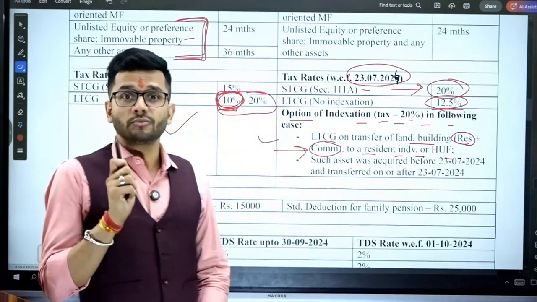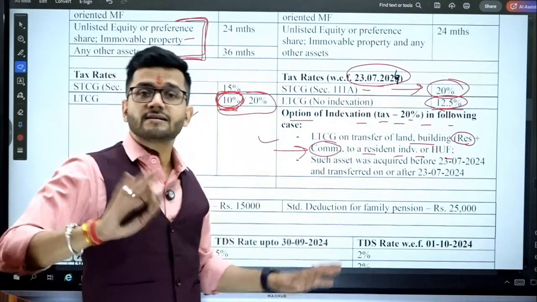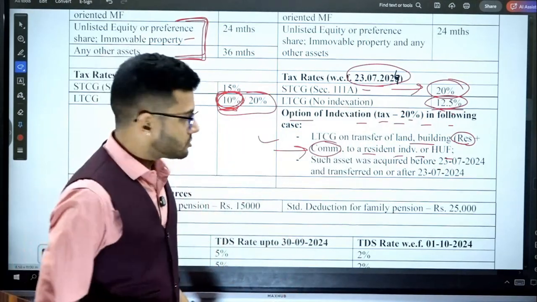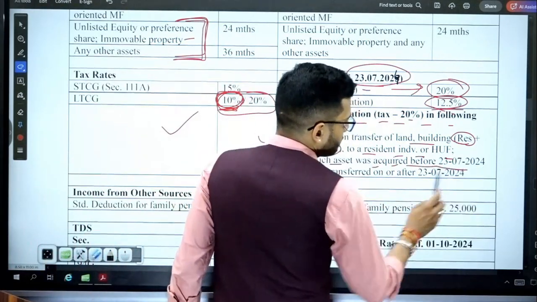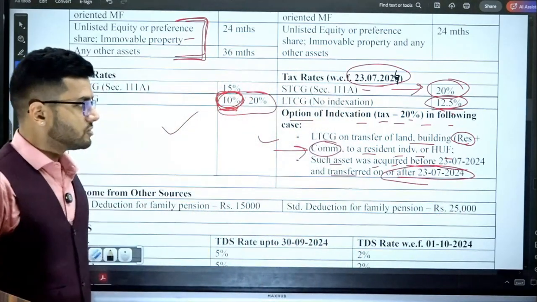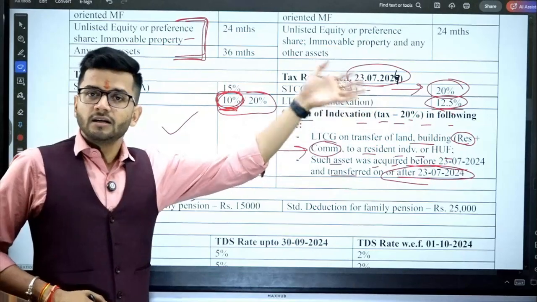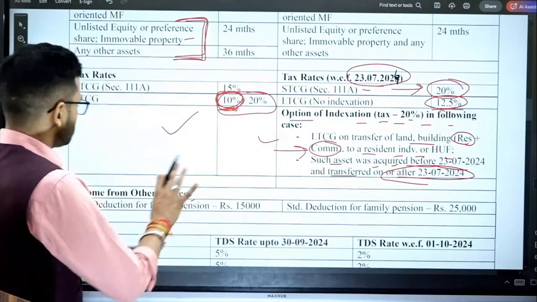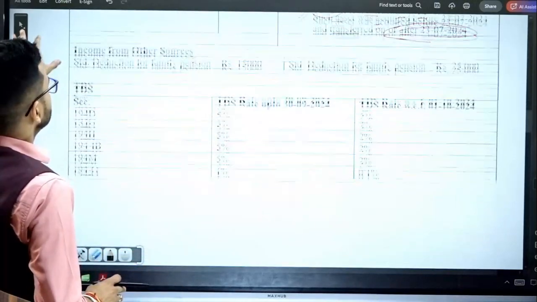Very, very important point which is to be noted over here. The building can be both residential property or commercial property. No bifurcation between these two. Such asset was acquired on or before 23rd July 2024 and transferred on or after 23rd July 2024. So before 23rd July, you should have purchased this asset, and after 23rd July, you should have sold this asset. Then this option will be given to you.